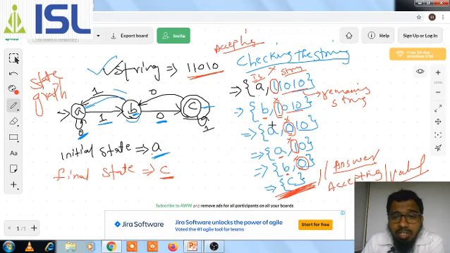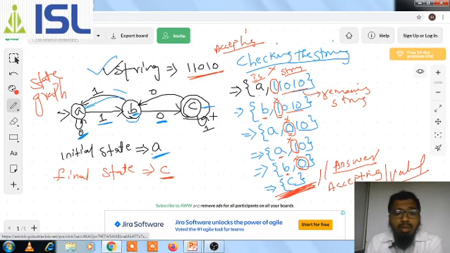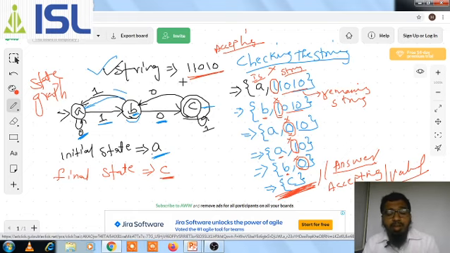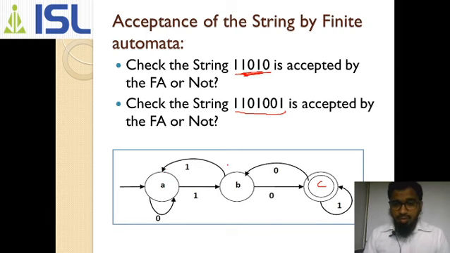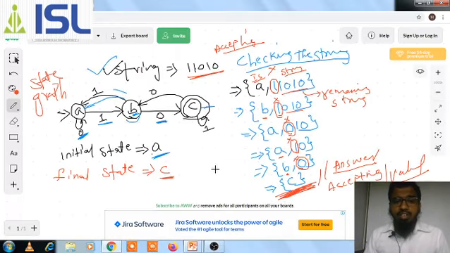Clear about this? Accepting. So this is about this string. One more thing, here we have another string, 1101001. Is it accepted by the FA or not? We need to check on the same graph. Okay, let's see.